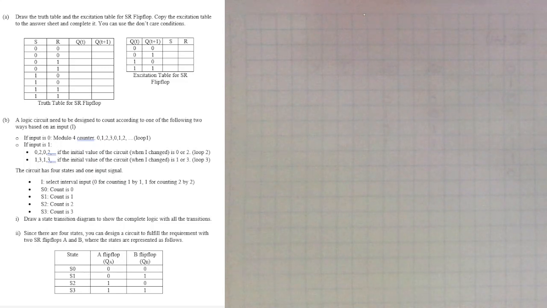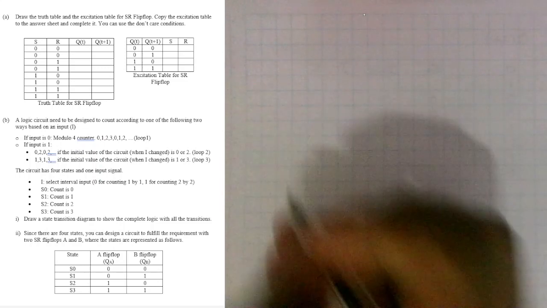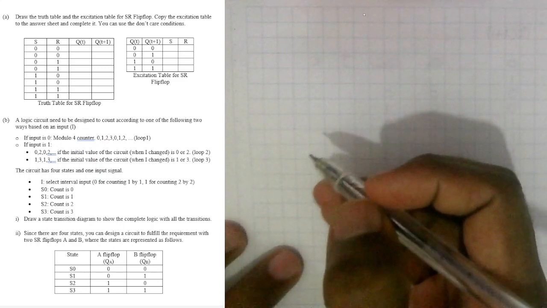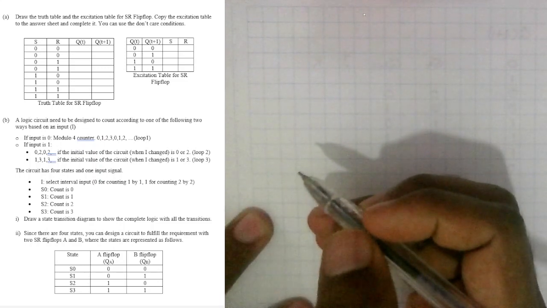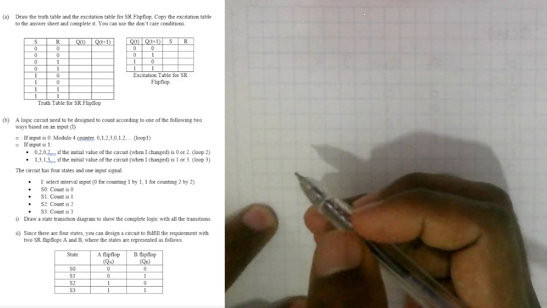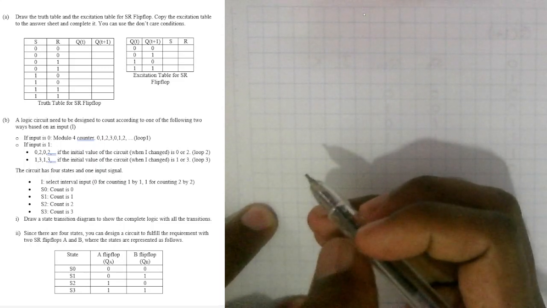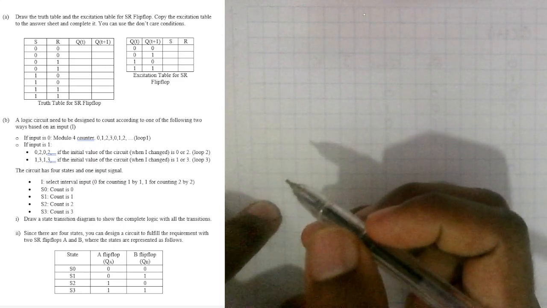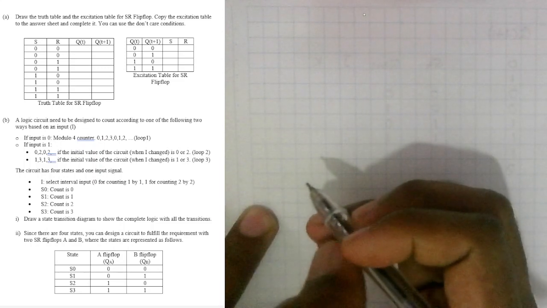Okay, so let's see how we can develop a state transition diagram for this particular circuit. Here are some instructions also given. I is selecting an interval essentially, right? 0 for counting 1 by 1 or 1 for counting 2 by 2.